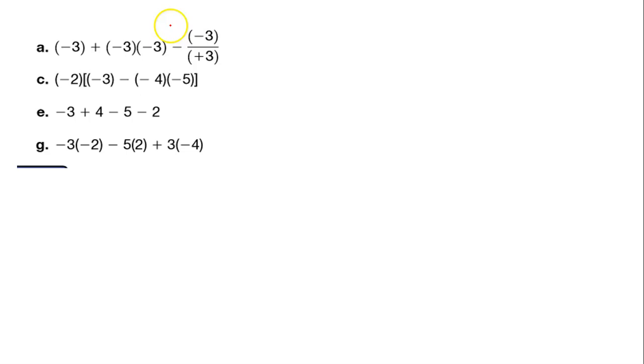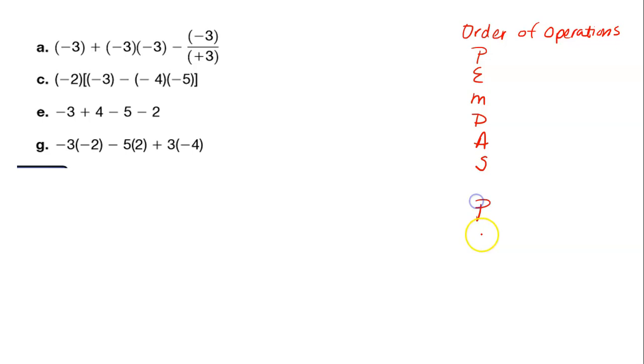Okay, all right, so it looks like we have integers that we are going to have to apply the order of operations, sometimes called PEMDAS. It really should look more like parentheses, exponents, multiplication and division, addition and subtraction, because once you have multiplication and division, you can go from left to right, and same with addition and subtraction.